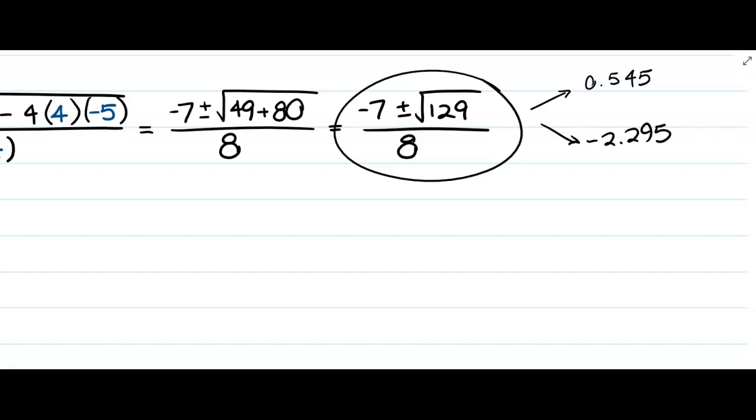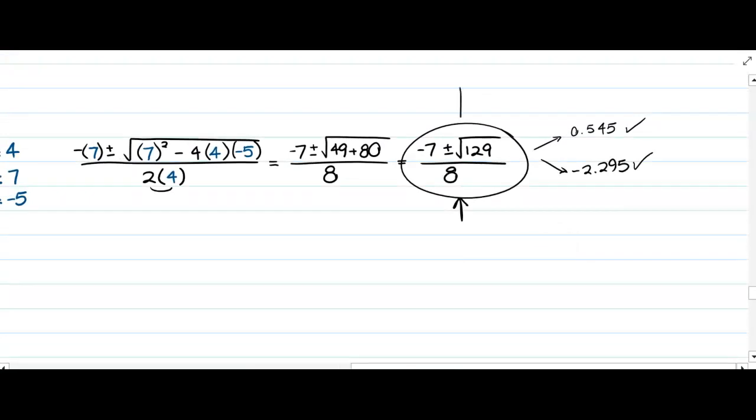Sometimes the problem will indicate that you can round to the nearest thousandth. If that's the case, these are acceptable answers. Otherwise, just keep it in most simplified form with the radical. This answer right here is actually more accurate because there has not been any rounding.